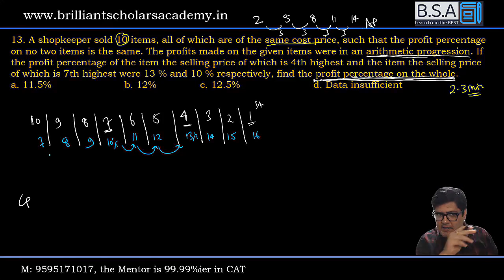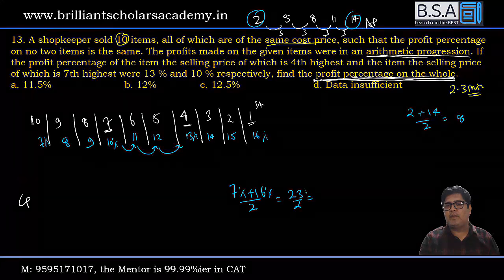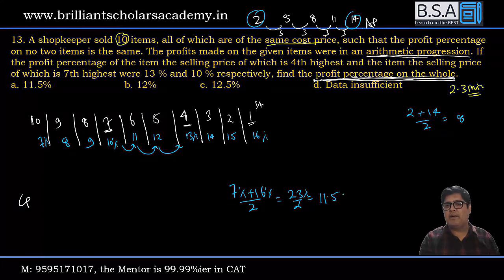Whenever the numbers are consecutive, first number plus last number upon 2 is always the average. You can take the number in the middle also. That is also the average. What is the first number? 7%. What is the final number? 16%. 7% plus 16% upon 2 is 23 upon 2. That is 11.5%, your average.